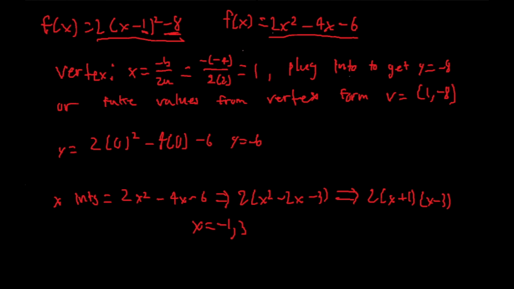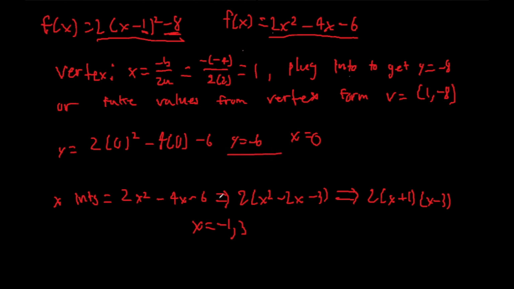For the y-intercept down here, for either equation, you plug in x is equal to 0. And as you can see, 2 times 0 is 0, 4 times 0 is 0, so you just have negative 6, so y equals negative 6.